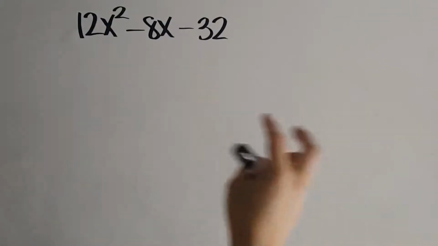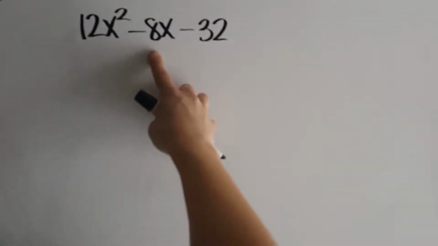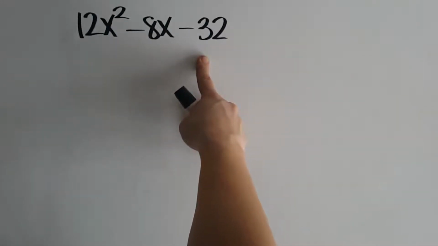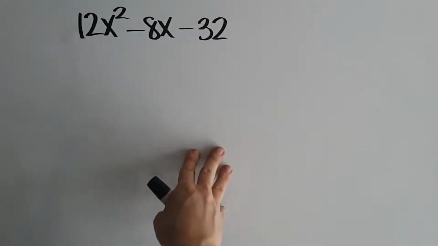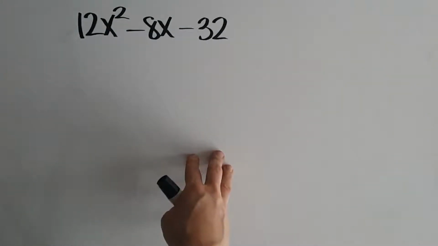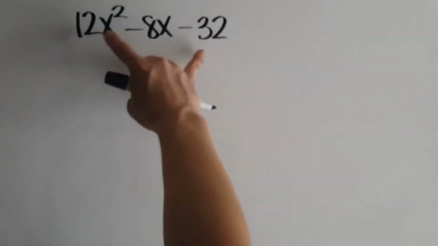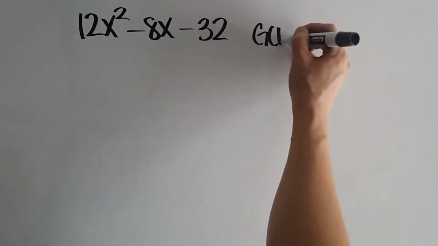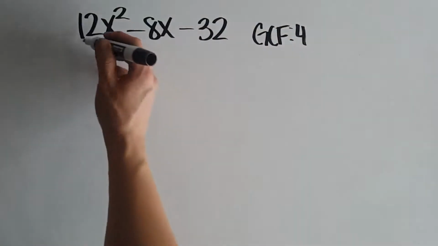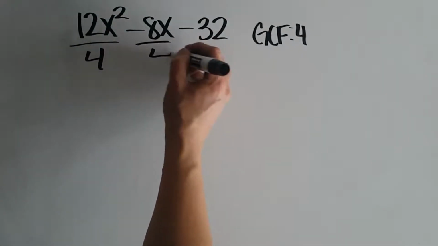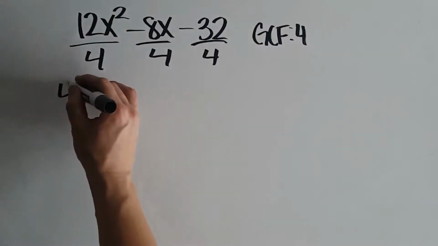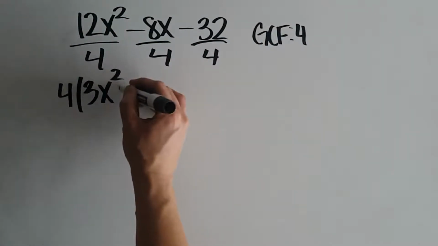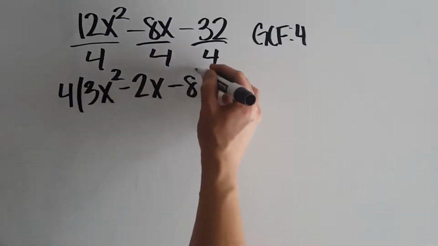So we have the trinomial 12x squared minus 8x minus 32. The first thing we should always do in factoring, always, is to see if there's a GCF, which, if I look at 12, 8, and 32, there is. I have a GCF of 4, so I'm going to go ahead and factor that out first. So we have 4 times 3x squared minus 2x minus 8.